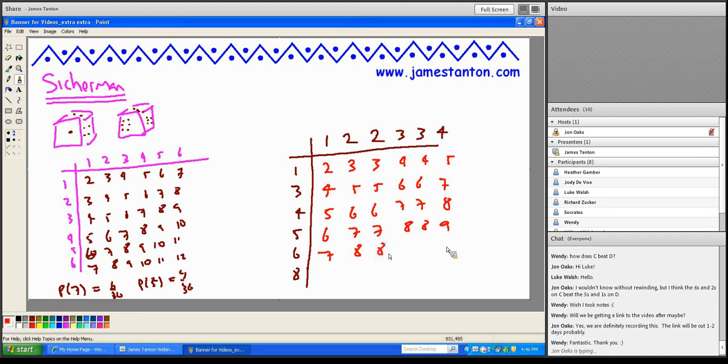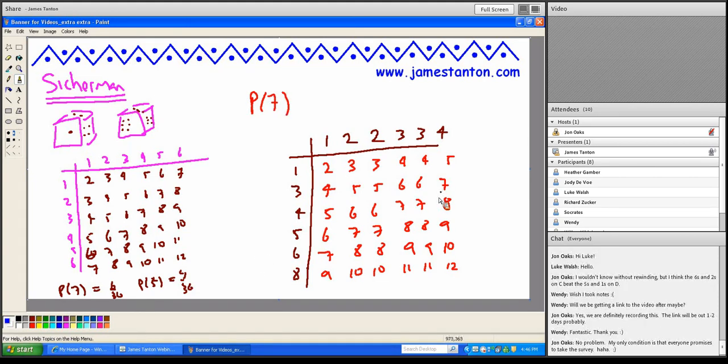6, 7, 7, 8, 8, and 9. 7, 8, 8, 9, 9, and 10. And 9, 10, 10, 11, 11, and 12. So he's got these renumbered dice. And let's ask, what's the probability of rolling a 7 with Zickerman dice? Well, we see that the sum of 7 occurs 1, 2, 3, 4, 5, 6 times out of 36. 6 out of 36, just like before.